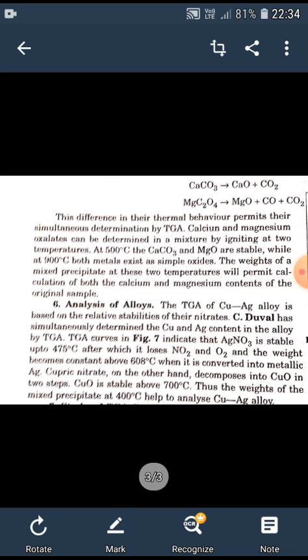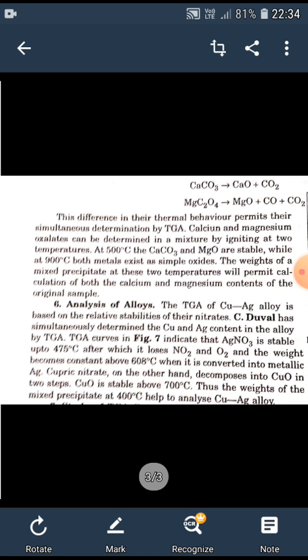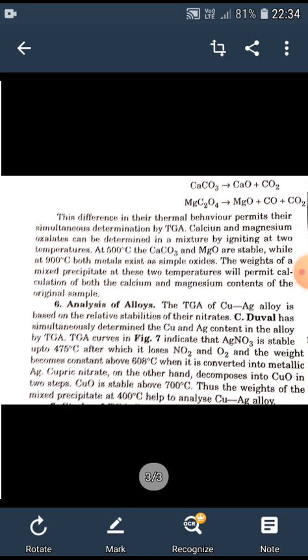Calcium and magnesium oxalates can be determined in a mixture by igniting at two temperatures. At 500 degrees centigrade, the calcium carbonate and magnesium oxide are stable, while at 900 degrees centigrade, both metals exist as simple oxides. The weights of a mixed precipitate at these two temperatures will permit calculation of both calcium and magnesium contents of the original sample. The next application is in the analysis of alloys.